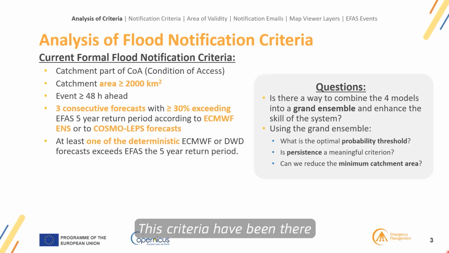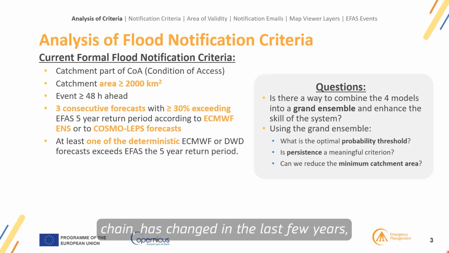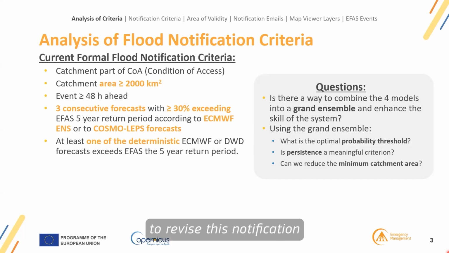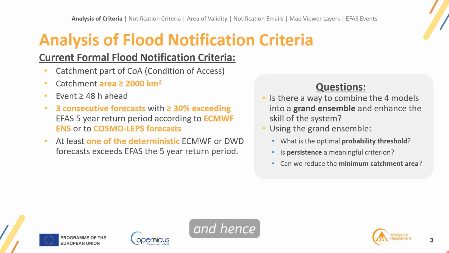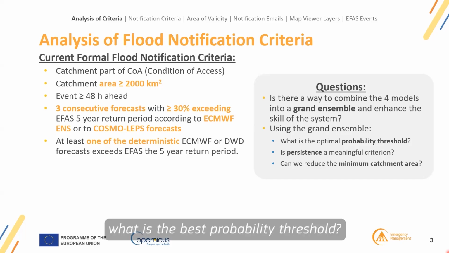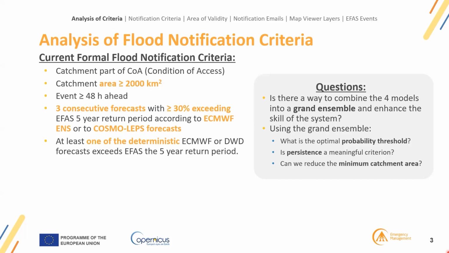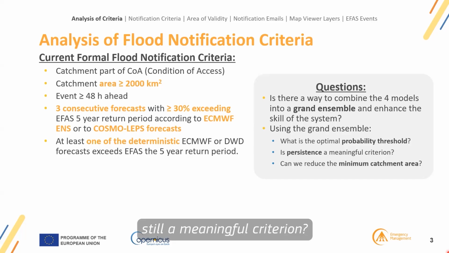These criteria have been there for quite some years, but EFAS, the modeling chain, has changed in the last few years. So it was high time to revise this notification and see if we can slightly improve the skill of the system. And at the beginning of the analysis, we had the questions that you can see on the right side. So the main question is if there was a better way to combine the 4 meteorological forecasts into a grand ensemble and hence improve the skill of the system. And then if that was the case, what is the best probability threshold? Is persistence still a meaningful criterion? And then can we reduce the minimum catchment area?